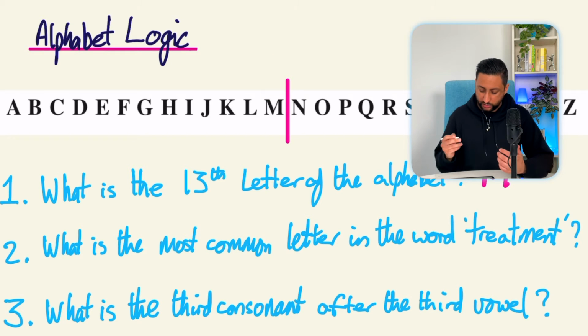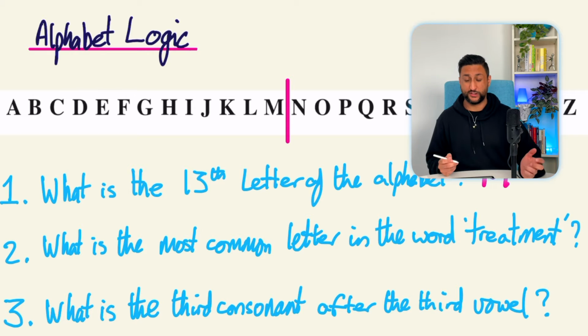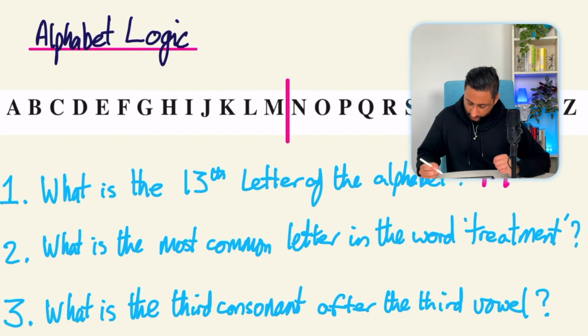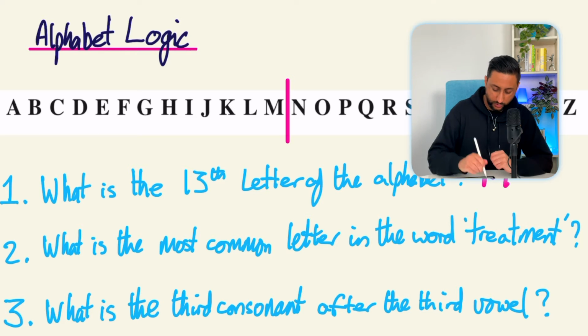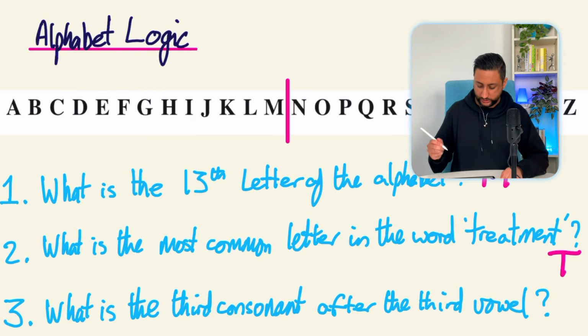Question 2, what is the most common letter in the word treatment? Now, you should be able to see this straight away, but if not, we can have a look. T, there's 3 of those. There's 1 R, 2 E's, 1 A, 1 M, 1 N. So, T is the most common letter in the word treatment.